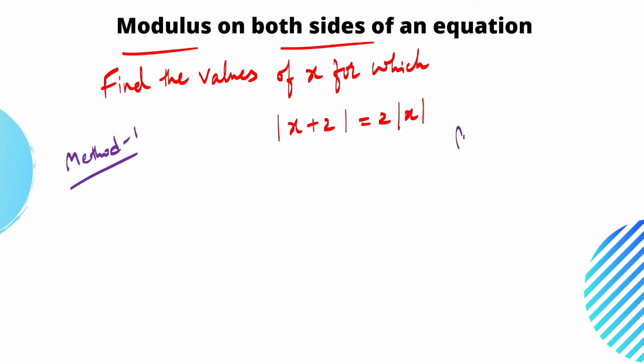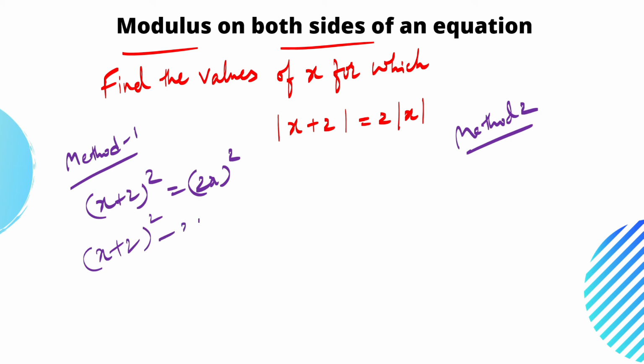This is method 1 and this is method 2. So what is method 1? We have to square both the sides so that we can eliminate the modulus sign. So (x plus 2) whole square must be equal to (2x) whole square, and if we further simplify, (x plus 2) whole square minus (2x) whole square is equal to 0. This is in the form a square minus b square, so we can simplify it as (a plus b)(a minus b).